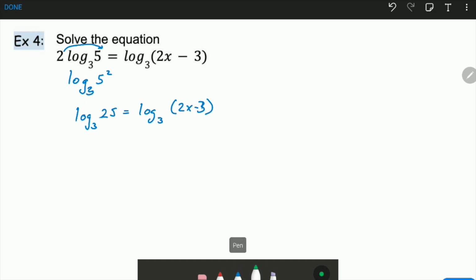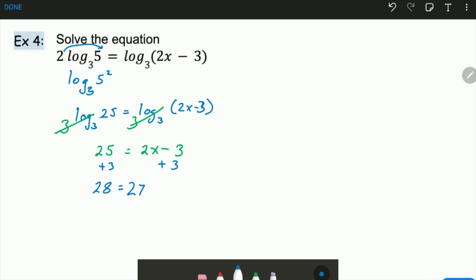And just like exponentials, logarithms are one-to-one functions. So we can apply the equality property of logarithms to cancel out the logs. Or you can look at it like this, making both sides an exponent of 3, which cancels out the logarithms. Either way you look at it, we have 25 equals 2x minus 3. And from there, it's just a two-step equation. Plus 3 to get 28 equals 2x, and then divide both sides by 2, x equals 14.